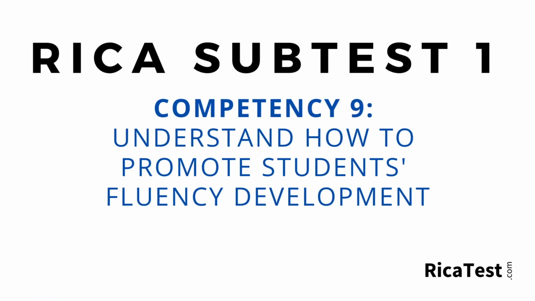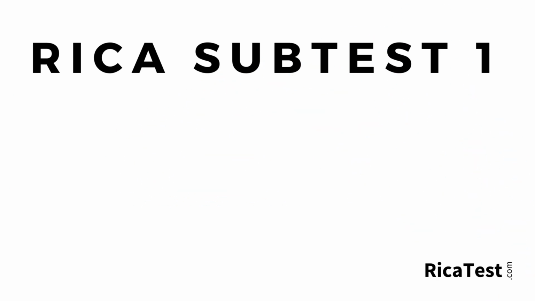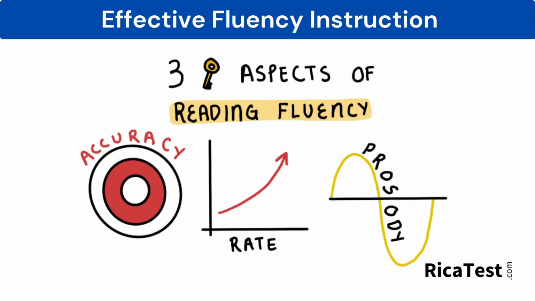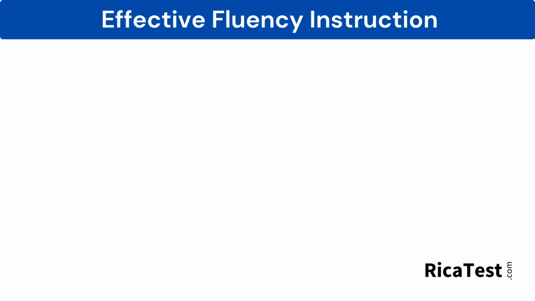In this lesson, you will learn everything you need to know about Competency 9, that's understand how to promote students' fluency development. The three instructional strategies that improve all components of fluency include accuracy, rate, and prosody.